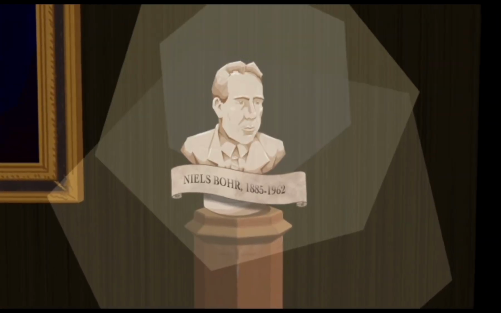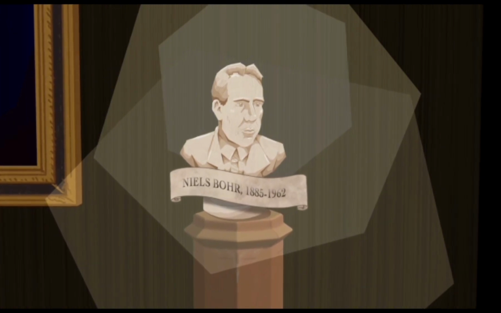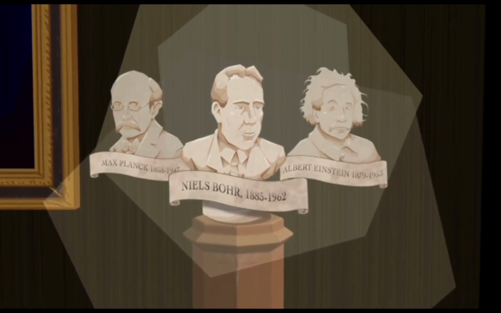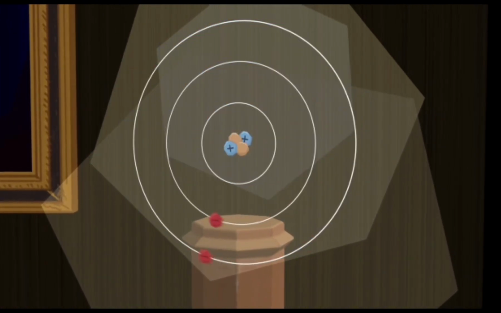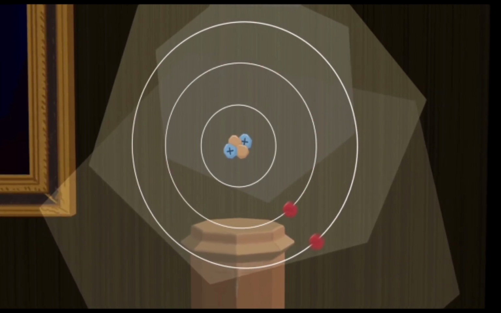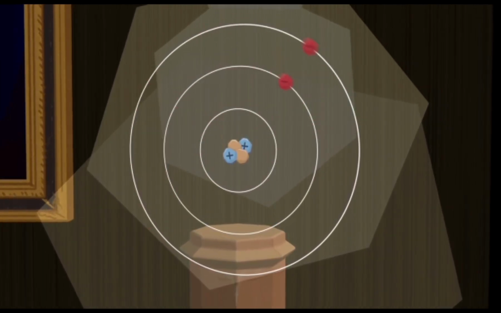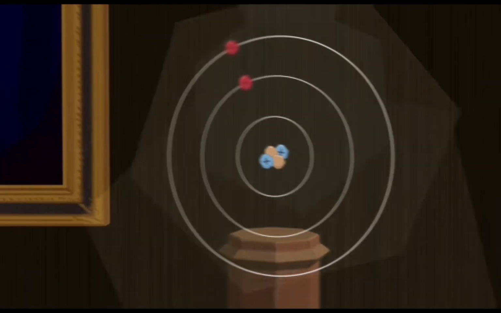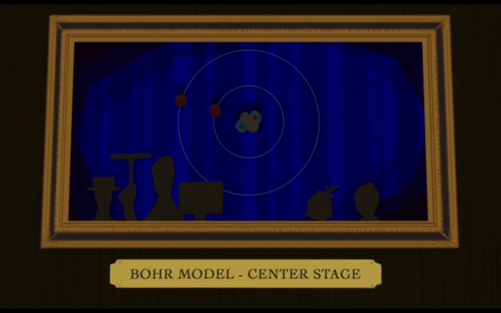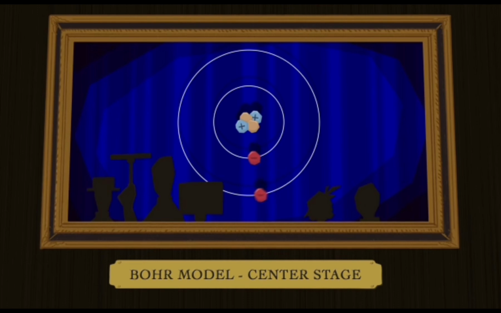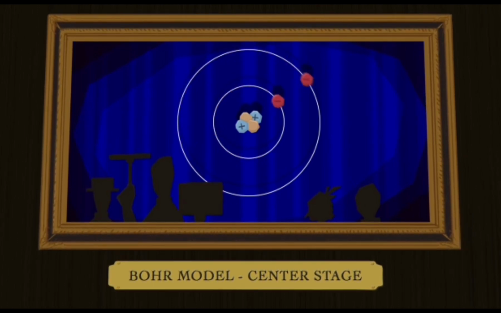Niels Bohr introduced the concept of quantized orbits for electrons in atoms in the year 1913. He proposed the idea that electrons orbit the nucleus in fixed energy levels, and that energy is absorbed or emitted as electrons move between these levels, which then explained atomic spectra.